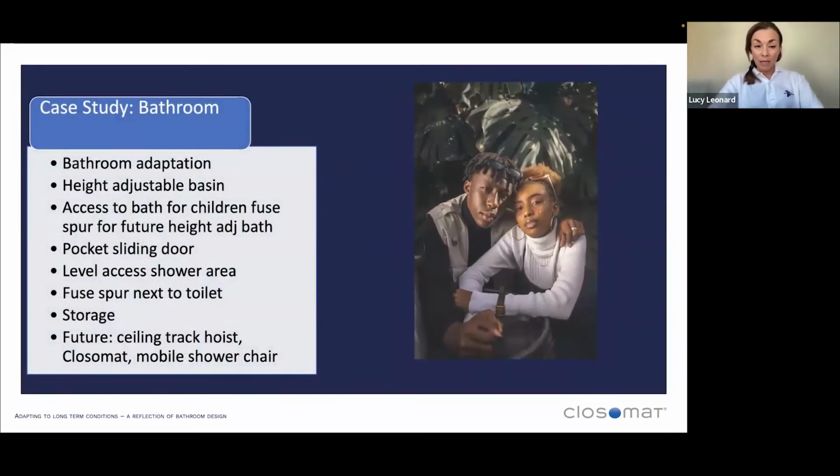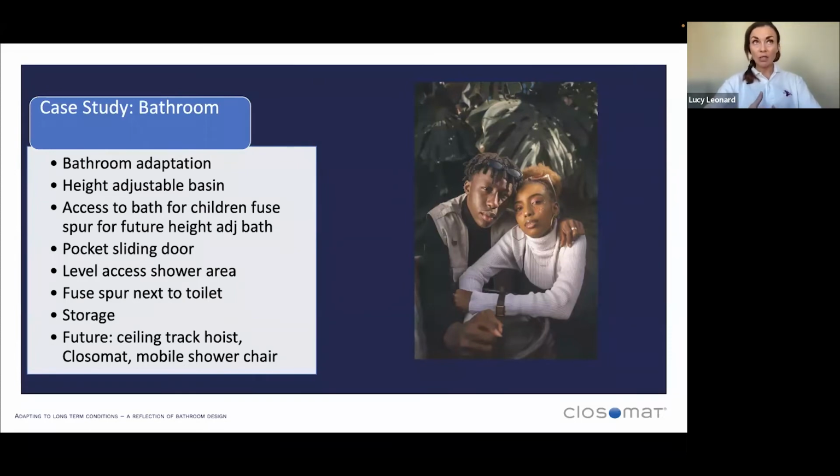So a bathroom adaptation was undertaken for this lady, and she had a height adjustable basin, so she was able to use it in seating from her wheelchair on bad days and also from standing. We had to maintain access to the bath for the children because the children were bathed as part of their nightly routine, but a fuse spare was added near to the bath for future possible need for a height adjustable bath. A pocket sliding door was put in, as well as a level access shower area, so she had a bath and a shower. Fuse spare next to the toilet.